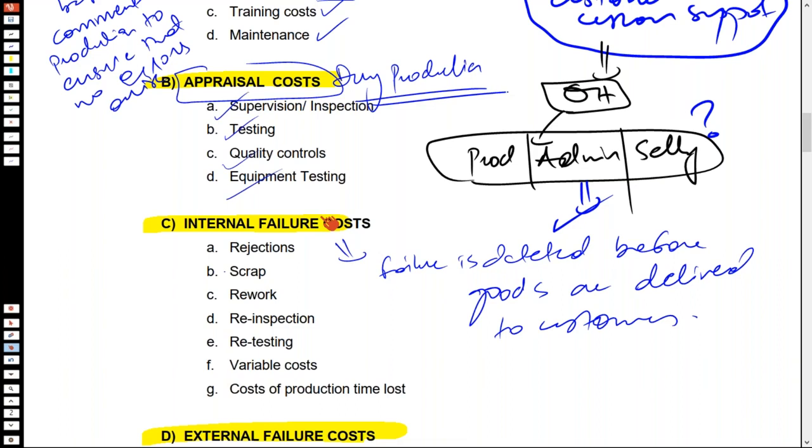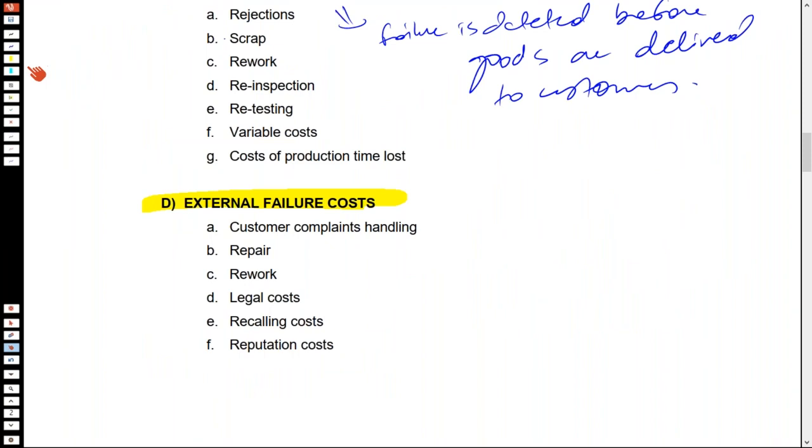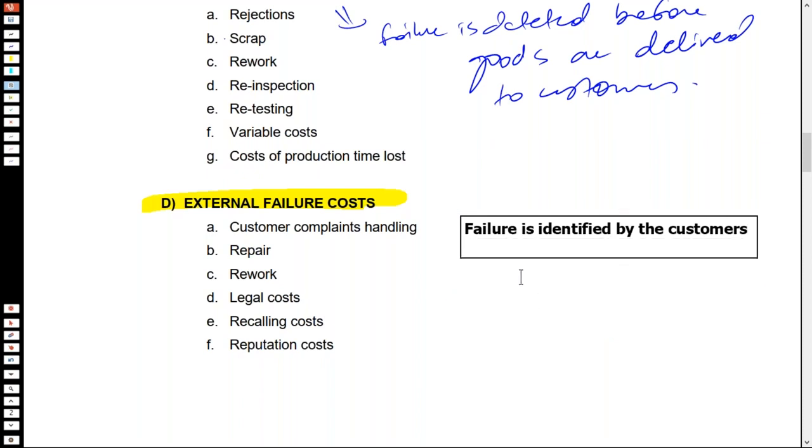Okay, let's move a bit forward and discuss further. There's lastly external failure. And what exactly do you mean by the external failure? The external failure would actually mean that the failure is detected or identified by the customer. So all those costs which are incurred once the failure has been detected or identified by the customer are all going to be considered as your external failure costs.